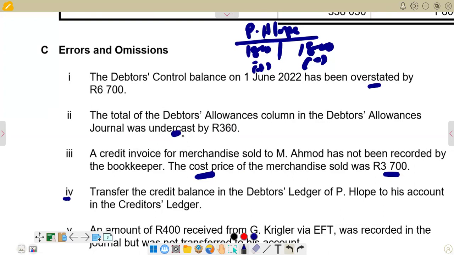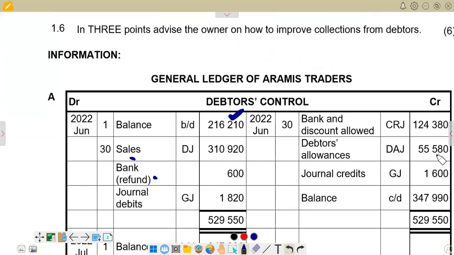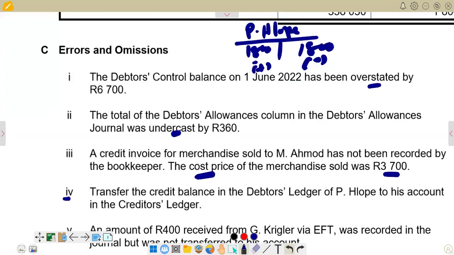Very important to take note. It was undercast, so we got a smaller figure by 360. So we need to edit so that it goes to the correct amount. So we're going to add 360 to the amount that we are given there, which is 55,708. Then we add our 360. So we go to the other section and just make that adjustment.